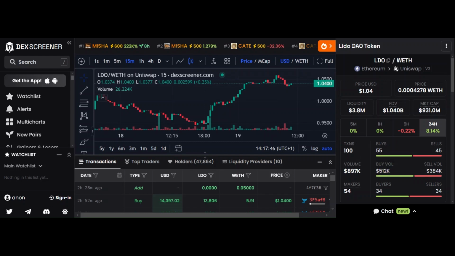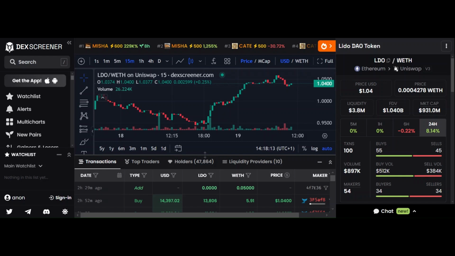Now, if you look here, you will notice that the buys are more than the buyers. This just means that a single address probably made multiple transactions. That's why you have buyers as 34 but buys as 55. So it means a couple of these buyers bought more than once, right? Same as these sales and sellers.